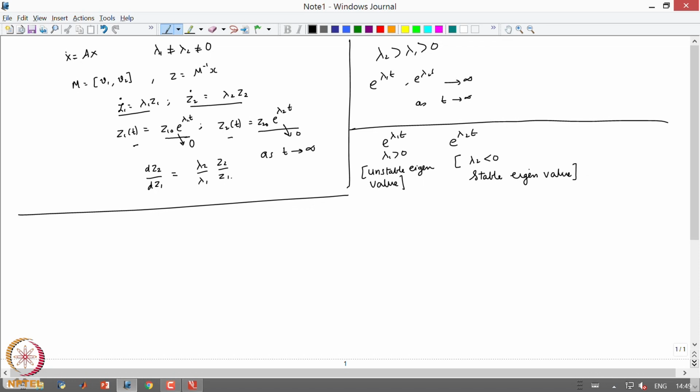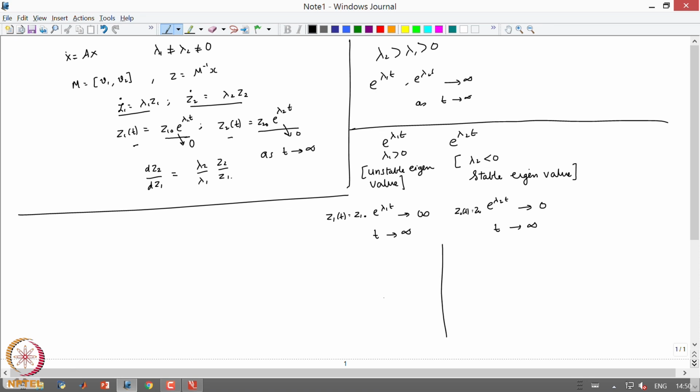Okay. So, what would we expect as time progresses? e power lambda 2 t will tend to 0 as t goes to infinity, whereas e power lambda 1 t will tend to infinity as t goes to infinity. Okay, so let's come back to this. e power lambda t corresponds to z1. So, z1 of t is z1 naught, z2 of t is z2 naught e power lambda 2 t.